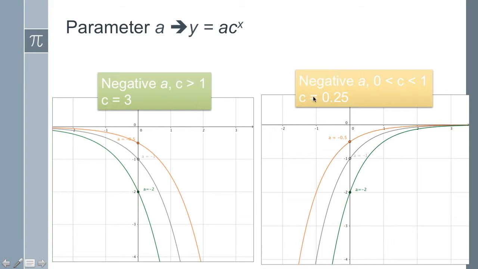In my second case, using c as 0.25, it's actually a decreasing function. And again, it's hard to tell that it's decreasing because our function is upside down. It's going to be easy if you just memorize which one of these is increasing and decreasing. And again, we can still see where the graph crosses the y-axis, and that is what our a's are going to be.